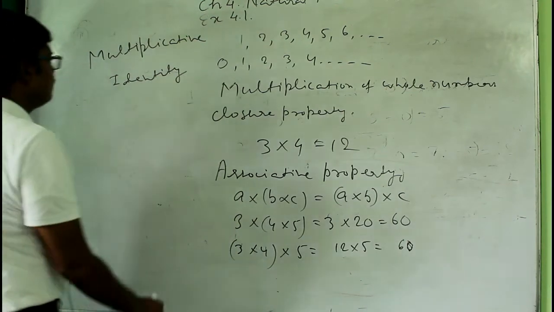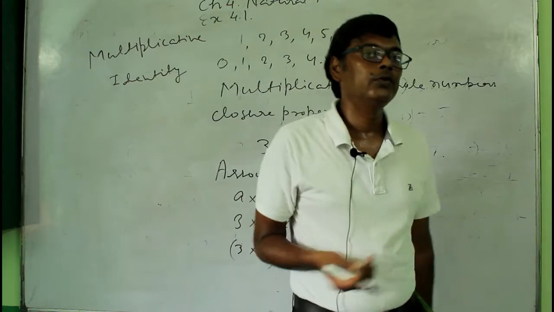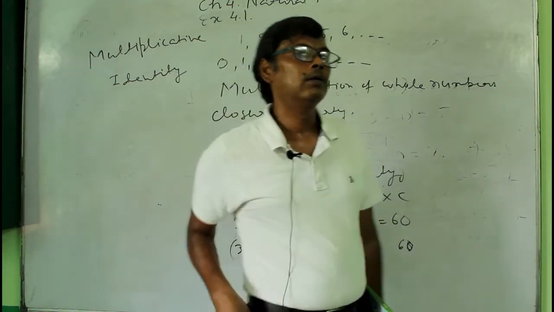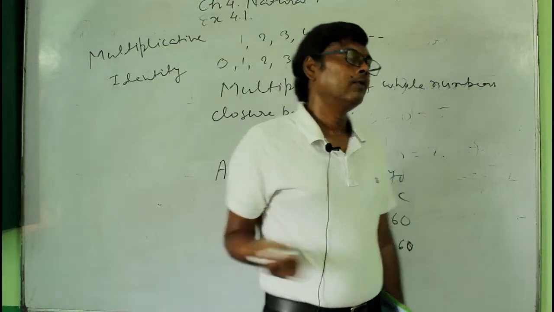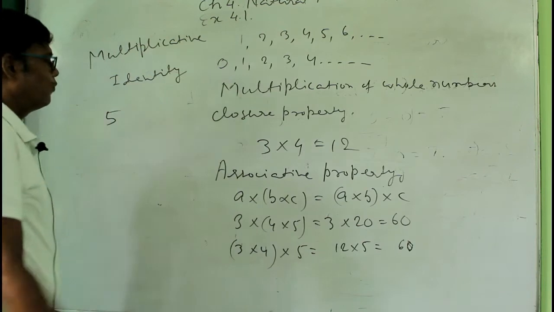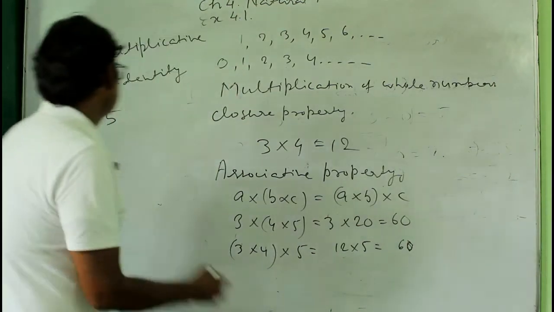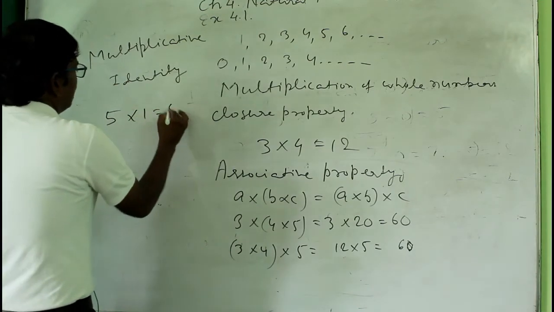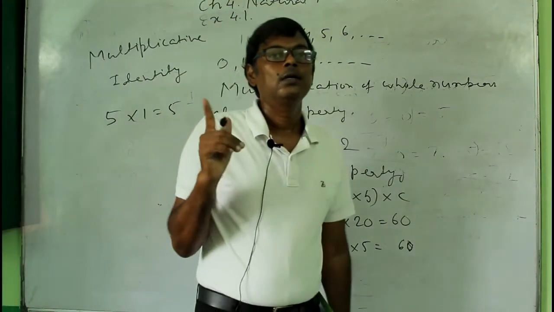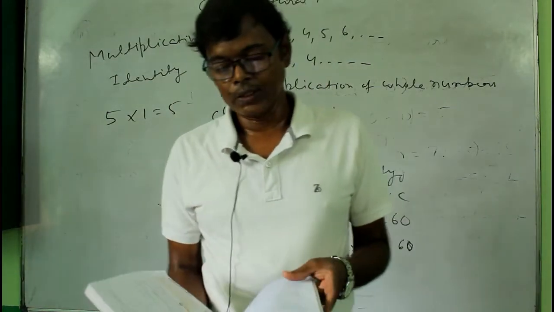Multiplicative identity means that we have to find a number which, when multiplied by a given number, the answer will be the given number. For example, this is 5. Now what number will you multiply to 5 to get the answer 5? So it is 1. That is 5 into 1 equal to 5. So 1 is the multiplicative identity for the multiplication of whole numbers.